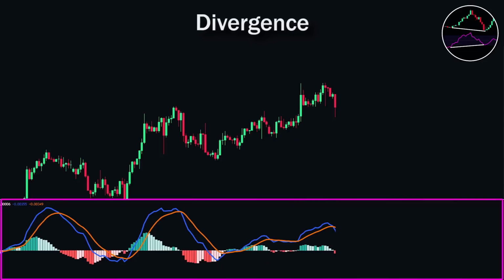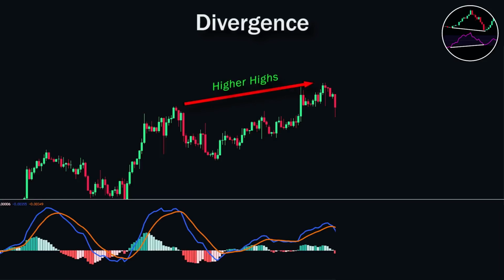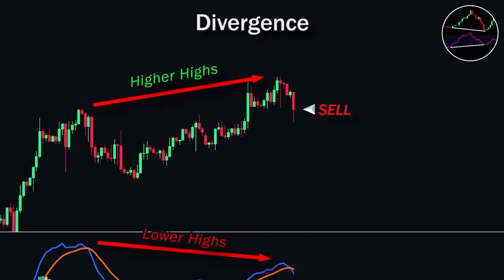here, using the MACD indicator, you can see that the price is forming higher highs, which is bullish, but the indicator shows the opposite, lower highs, which is bearish. In this case, this is a bearish divergence, which signals that the price may form a reversal, and so you can take a sell position.